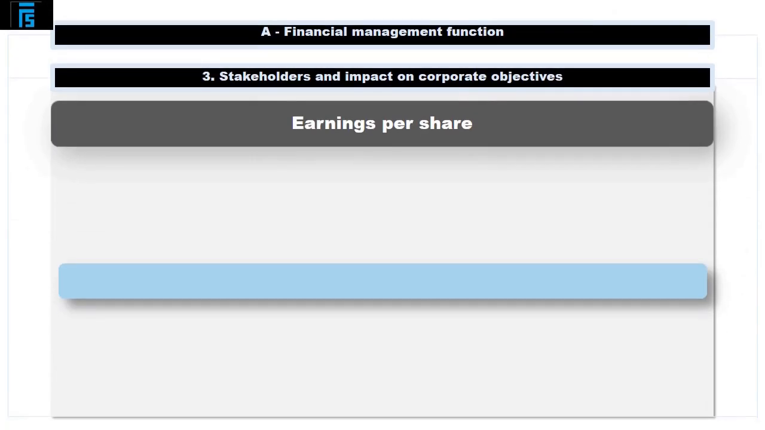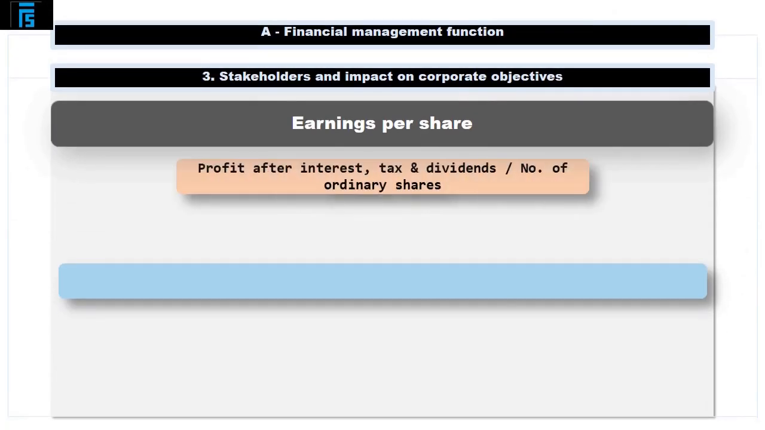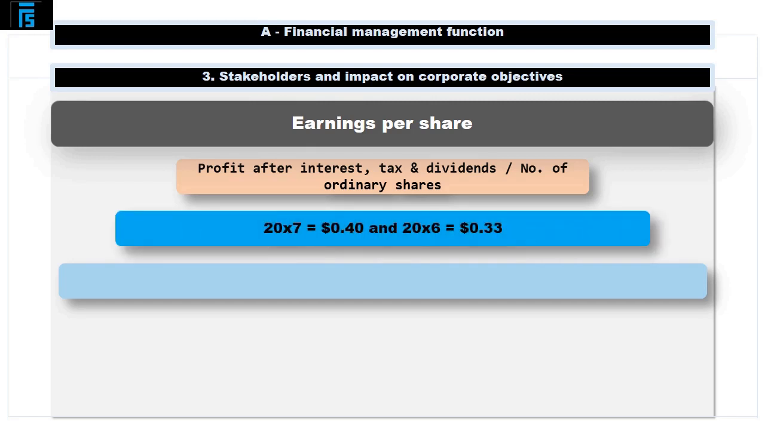Earnings per share. The earnings per share are calculated by dividing the profit after tax and preference dividends by the number of ordinary shares in the company. The result is the amount of profit per share. For Top Dog, this increased to 40 cents a share in 20x7 from 33 cents in 20x6. This increase is good and reflects the increase in profits.